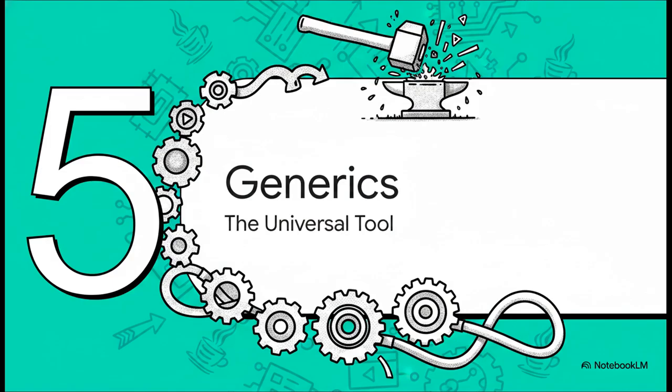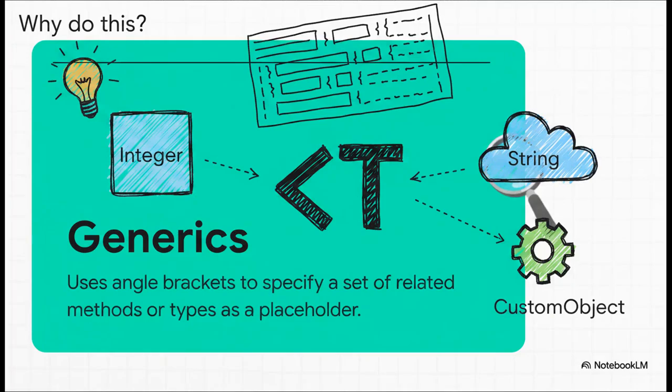And that brings us to our final stage, Section 5, Generics, the universal tool. The word generic basically refers to a characteristic of a group that isn't specific. In Java, generics are denoted by angle brackets, usually with a capital T inside. This T acts as a brilliant little placeholder for a data type that we're going to define later.